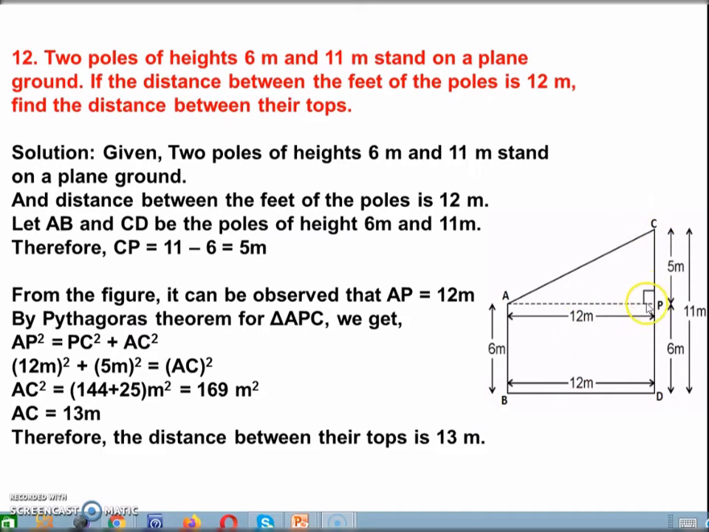And this angle P will also be 90 degrees. Now this distance CP will be 11 minus 6, that is 5. The total CD is 11, PD is 6. So CP will be, subtract the two and find out, that is 5. So now we have to apply Pythagoras theorem in triangle ACP. So AC square is equal to square of CP plus square of AP. That is 144 plus 25, square root of that, so it will be 13 meters.